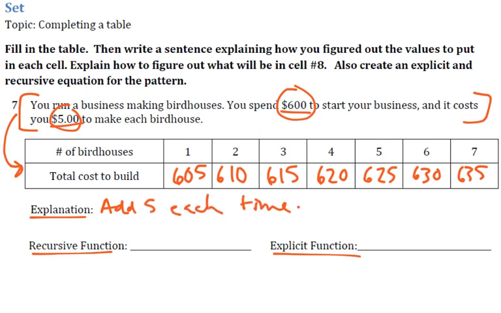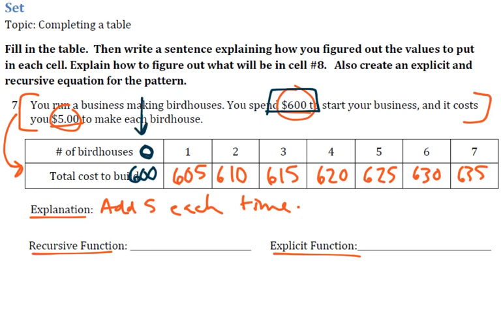Now, to help out with the recursive and explicit function, it's a good idea to go back and ask, what if I made 0 birdhouses? Well, what would be that starting amount? It would be just the 600 it cost me, right?